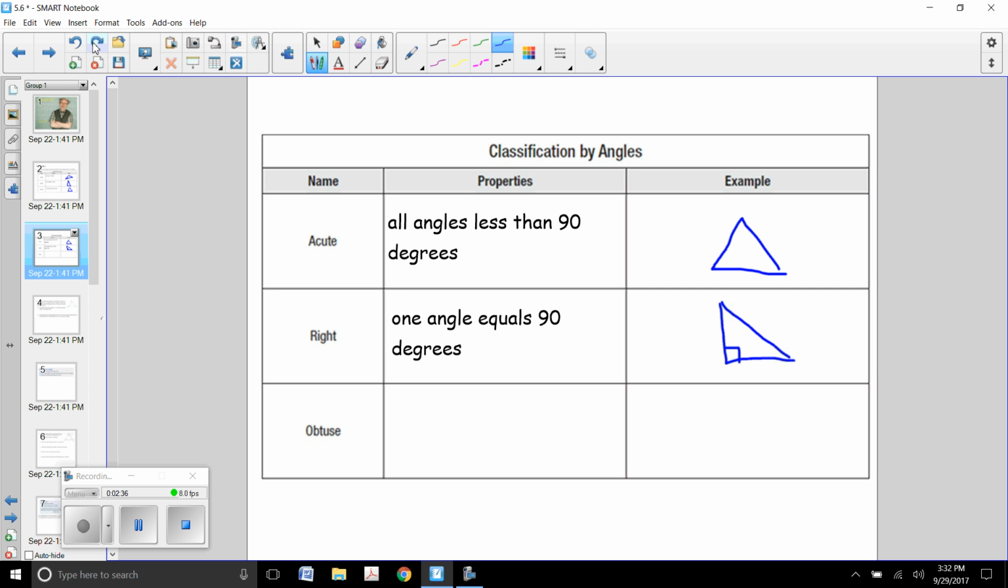We know obtuse angles measure greater than 90 degrees, so an obtuse triangle obviously has one angle that's greater than 90 degrees as well. So here's an example of that.